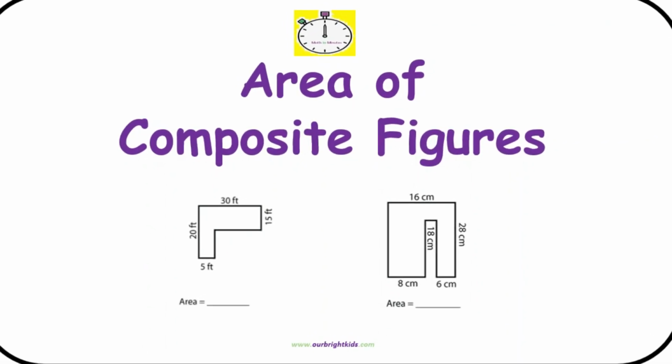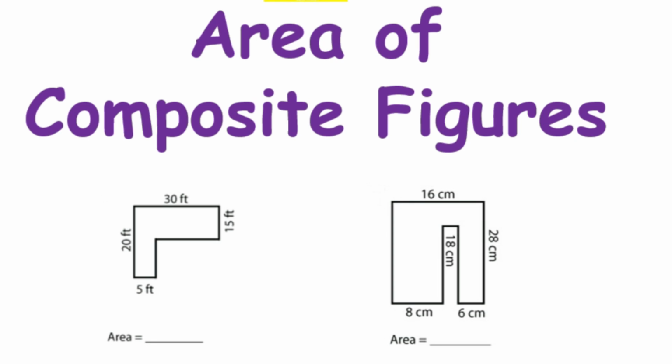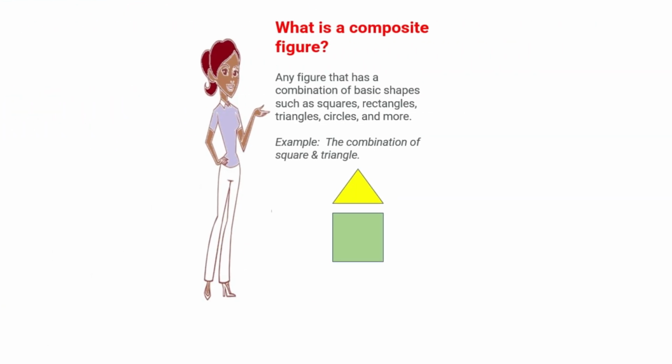In this Math in Minute video, we are going to find the area of composite figures. So the first thing is to define what a composite figure is. That's any figure where you have a combination of basic shapes, such as squares, rectangles, triangles, circles, and many more shapes. So here, this house shape has a combination of a square and a triangle. So this is a composite figure because there are two shapes that are combined.